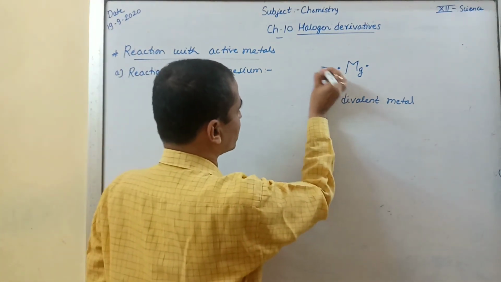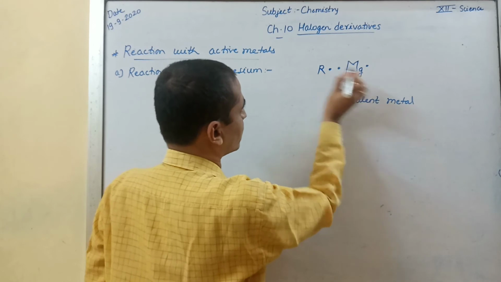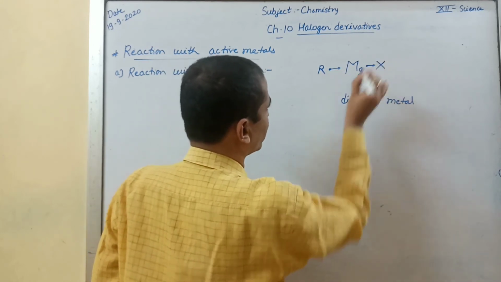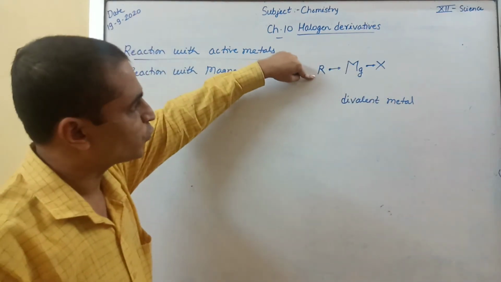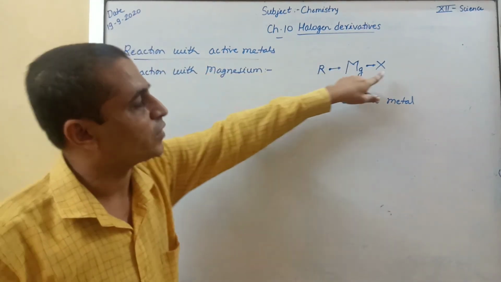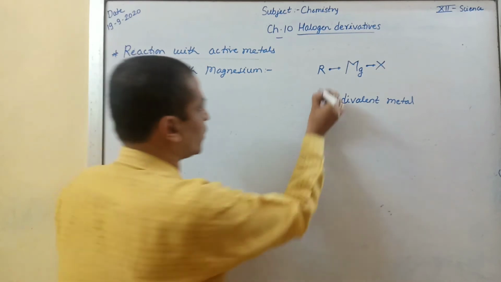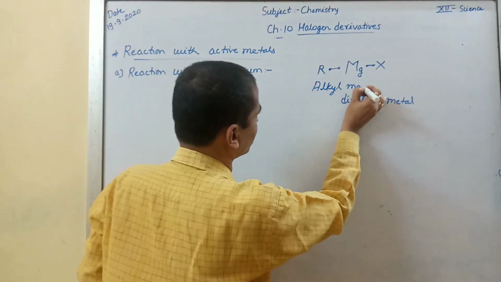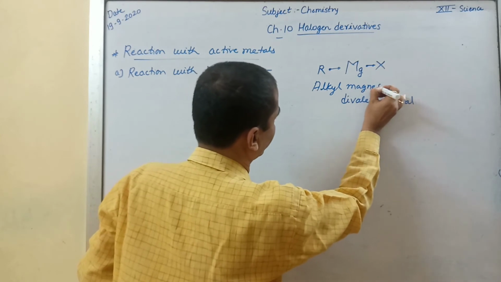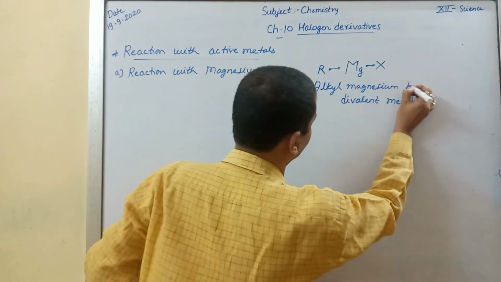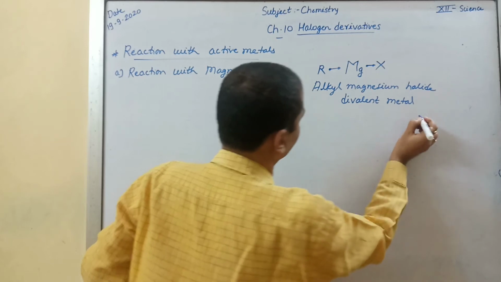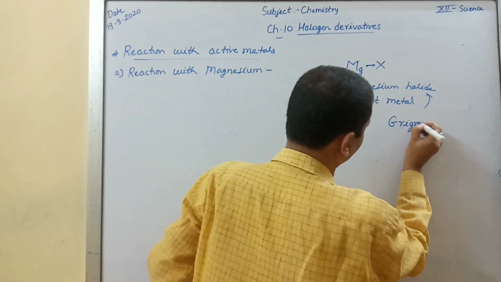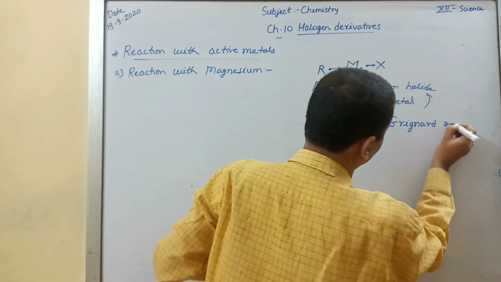I hope here we can put R alkyl group and we put here halogen. So here magnesium can form bonds with alkyl group as well as with halogen atoms. So it is also called as what? Alkyl magnesium halide, which is also called as what? Grignard reagent.